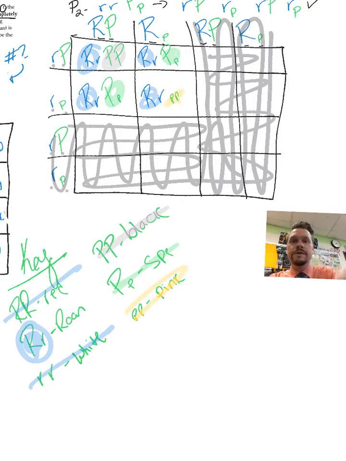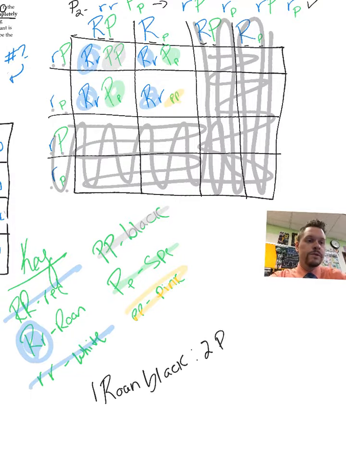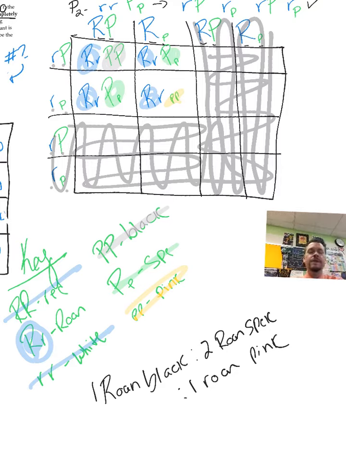So your final ratio for this one ends up being 1 roan black to 2 roan speck to 1 roan pink. And it's just a very simplified fraction. If you'd done it the other way, you would just multiply your fraction, or you could just simplify your fraction or multiply this one up to get the same value. Other than that, that's it.